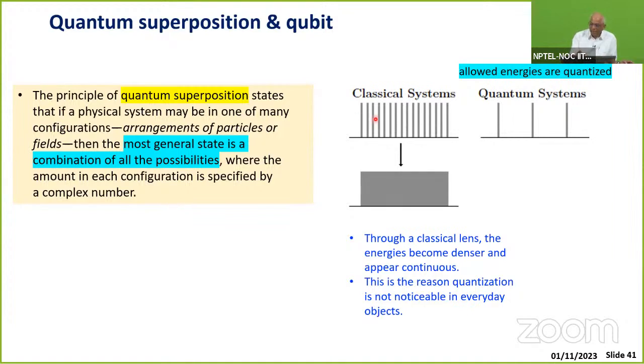So you have a classical system, the energy levels are all closely spaced, but in a quantum system, the allowed energies are quantized. So through a classical lens, the energies become denser and denser and become continuous. So quantization is not noticeable. So we don't know this in everyday objects.